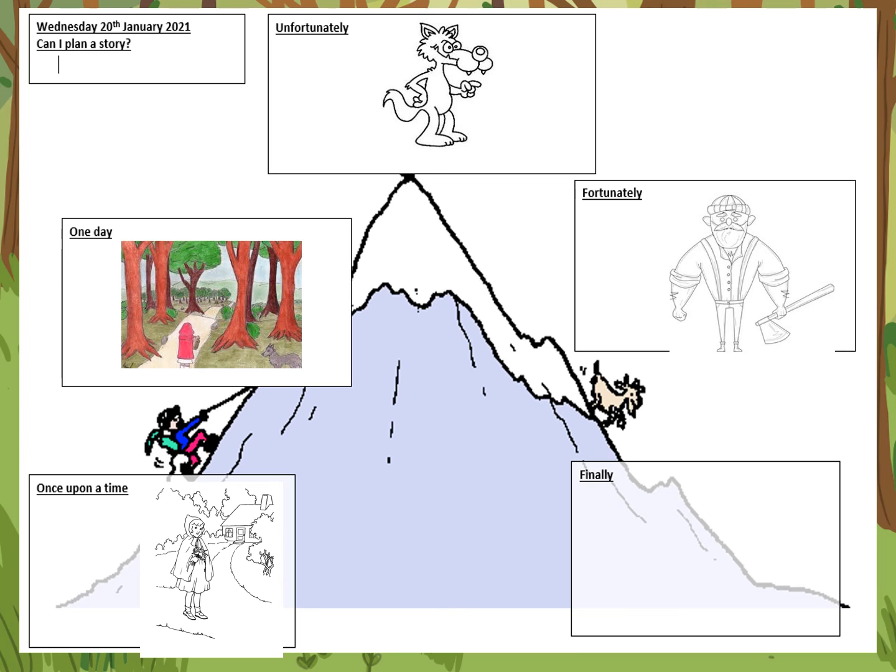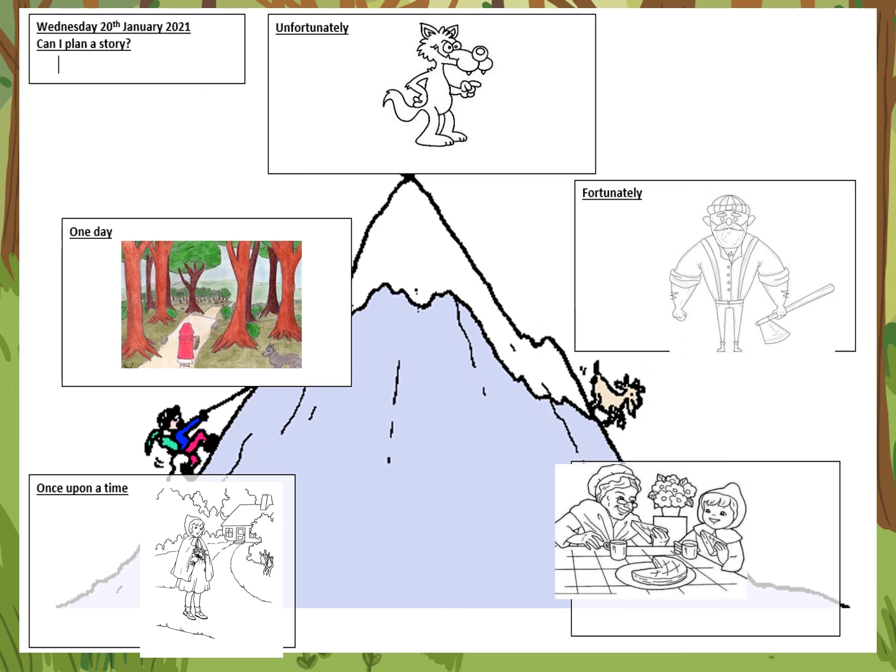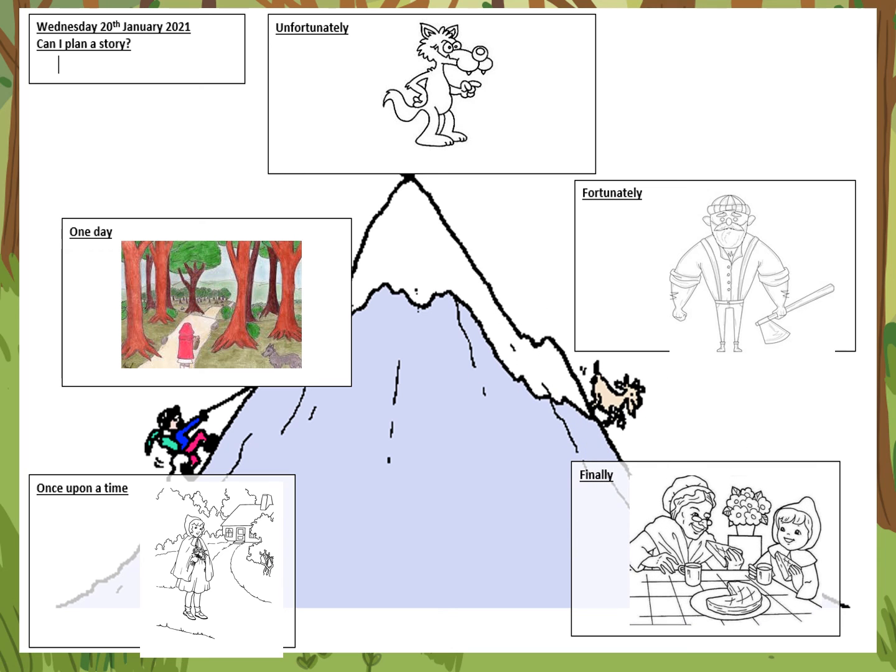And then the final box, what goes in the final box? Finally, pause the video here so you can have a think and then press play for the answer. There we go, they're all living happily ever after and it looks like they're eating cake and drinking tea, which seems like a very good happily ever after to me. So finally, they all lived happily ever after.